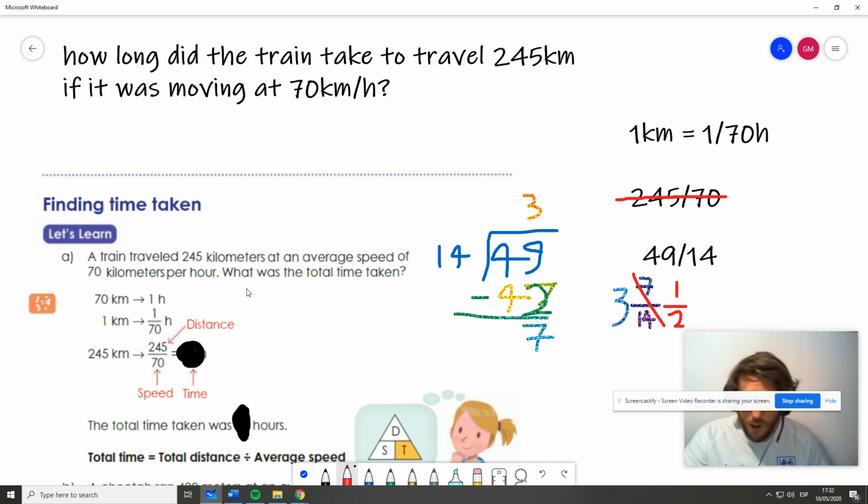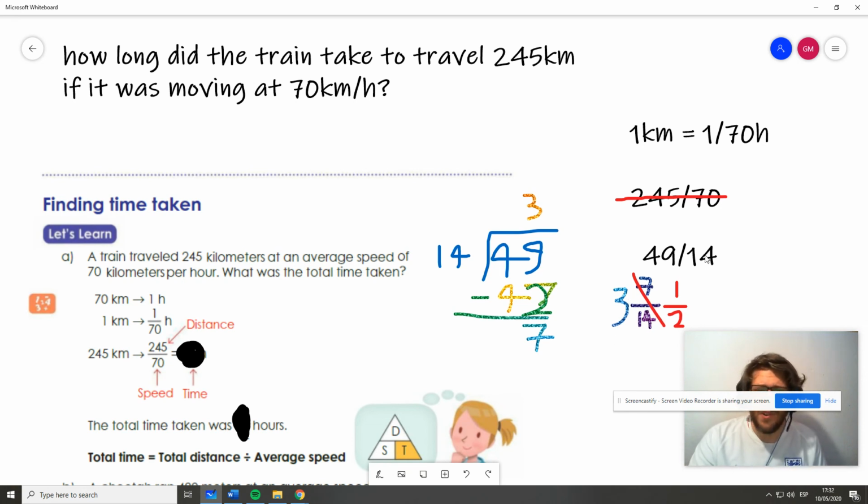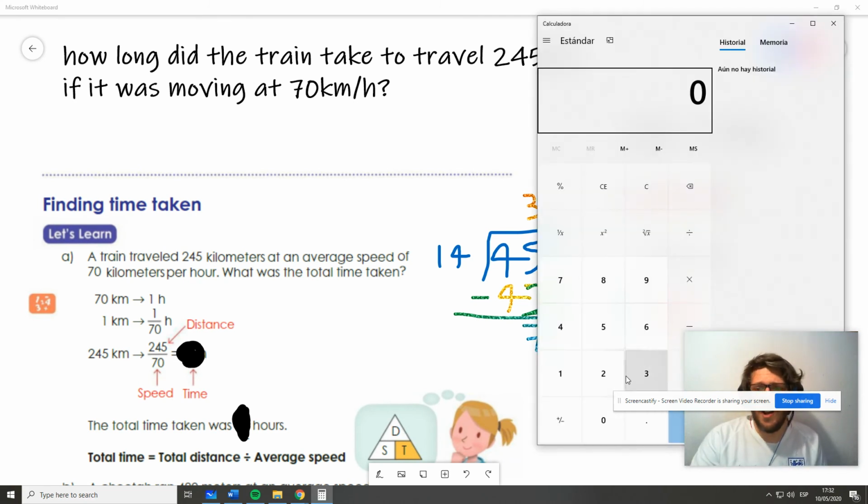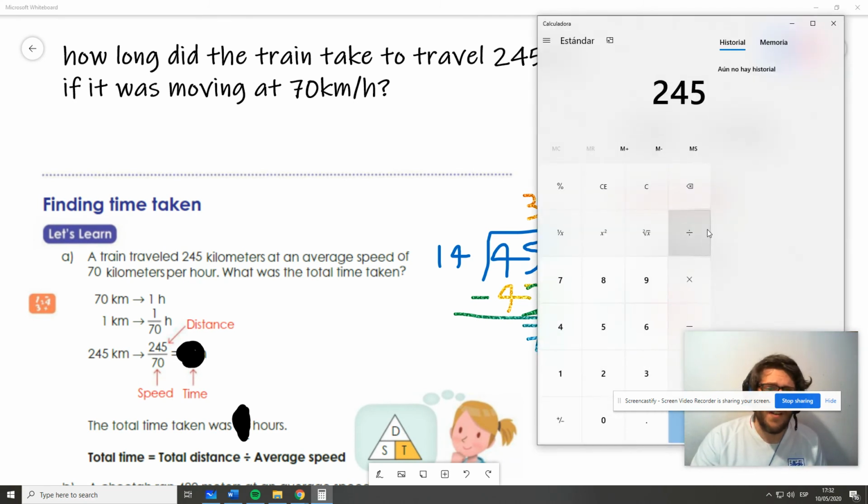So, how long did the train take? It took 3.5 hours.